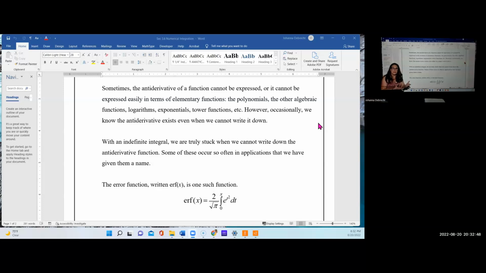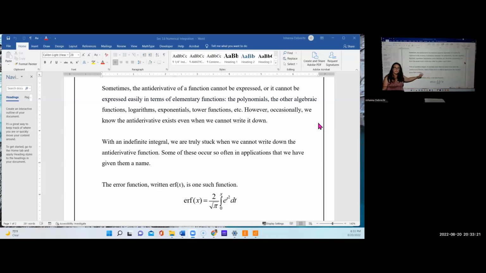But sometimes the antiderivative can't be written in terms of these things. We simply can't write it down, even if we know it exists. Sometimes we don't know whether it exists or not. And sometimes we know it exists, but we don't know how to write it down. With an indefinite integral, we're truly stuck when this happens. I mean, we're dead right out of the water, right? We can't do anything for an indefinite integral because we're looking for the antiderivative function. We don't know how to write it down, we're stuck.